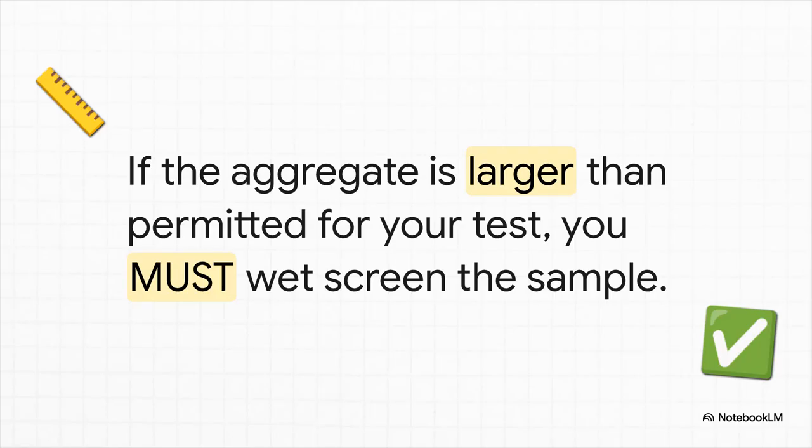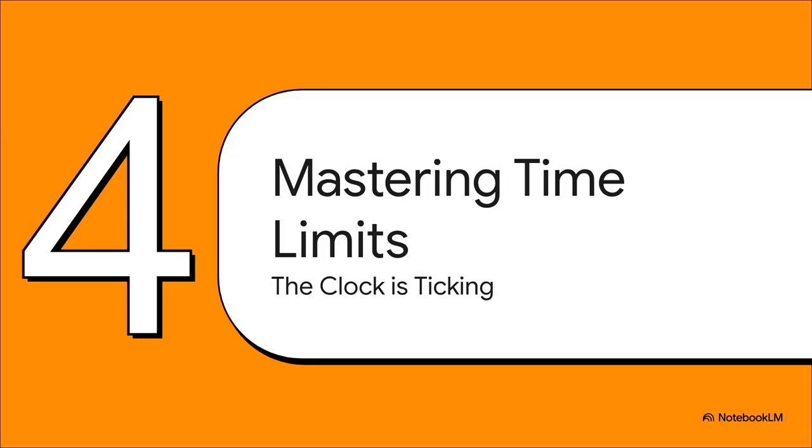And that leads us to this hard and fast rule. If the rock in your sample is bigger than what's allowed on that table for your specific test, you have to wet screen it. There are no exceptions. This is a key step that shows the examiner you're not just a robot. You're thinking critically. All right, let's talk about the thing that trips up so many people, the clock.